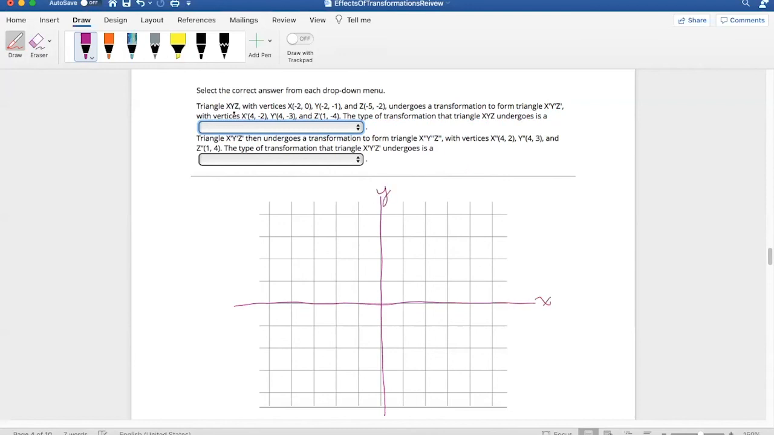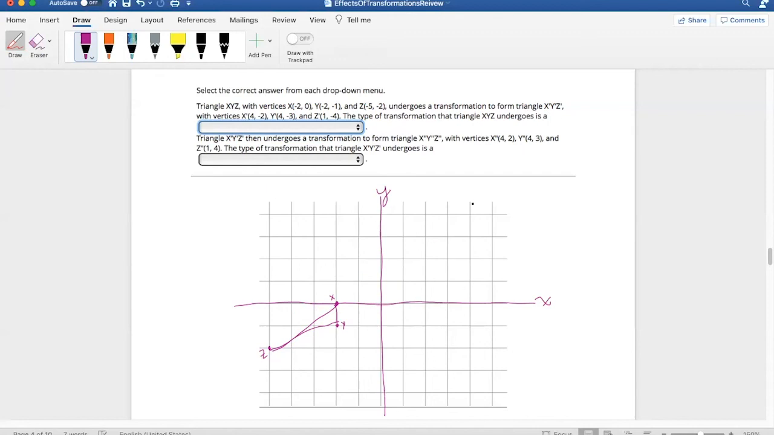So I'm going to do our first one, XYZ. X is at -2, 0. Y was at -2, -1. And Z is at -5, -2. So that's our first triangle. Oh boy. It's supposed to be straight and look like a triangle, but all right.